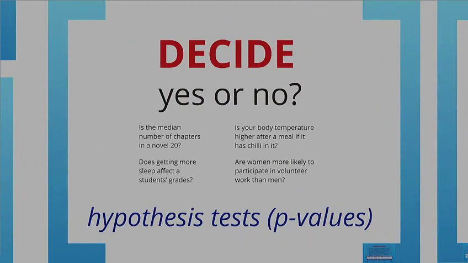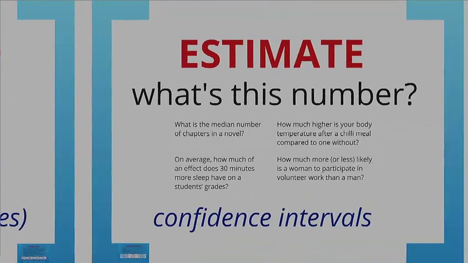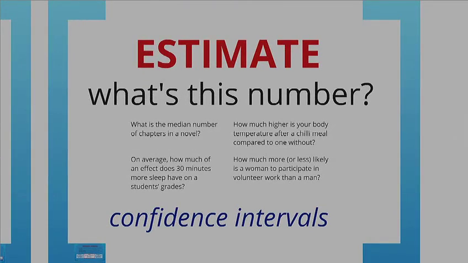You could ask a yes or no question, which is the most specific kind of question. And to answer questions of the yes or no flavour, you do hypothesis tests which produce p-values. And you could estimate a number. You could have a question where you want to know the size of a number, like what percentage of people blah, blah, blah. And to do that, you would use confidence intervals. And most of the time, you actually ask both of those questions in any research, a yes or no and a what's the number question.